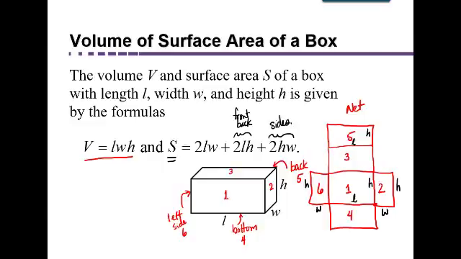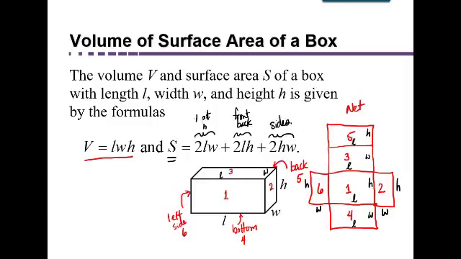And then the only thing left is the top and the bottom. The top is side 3. And so look at side 3, we have a dimension L and a dimension W. So L and W. And side 4 on the bottom also L and W. So this right here, 2 times LW, represents the area of the top and bottom.